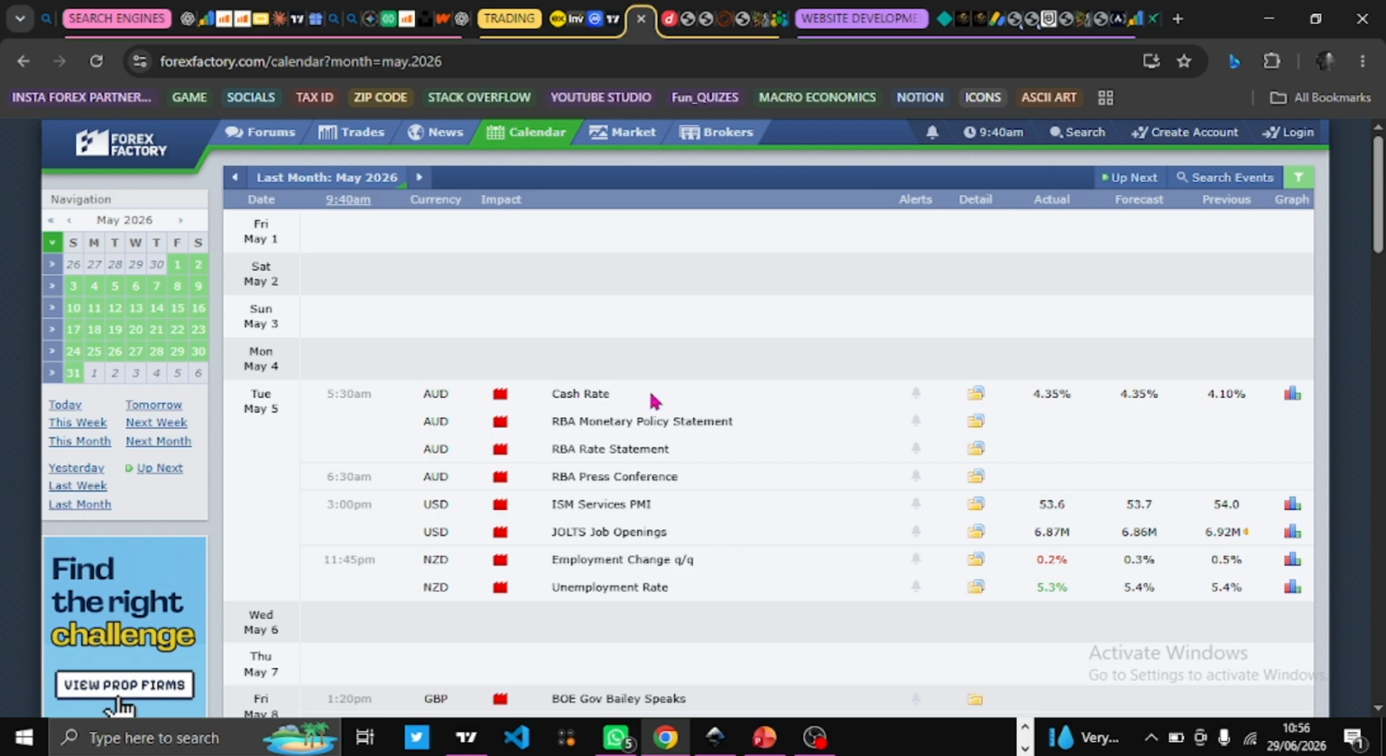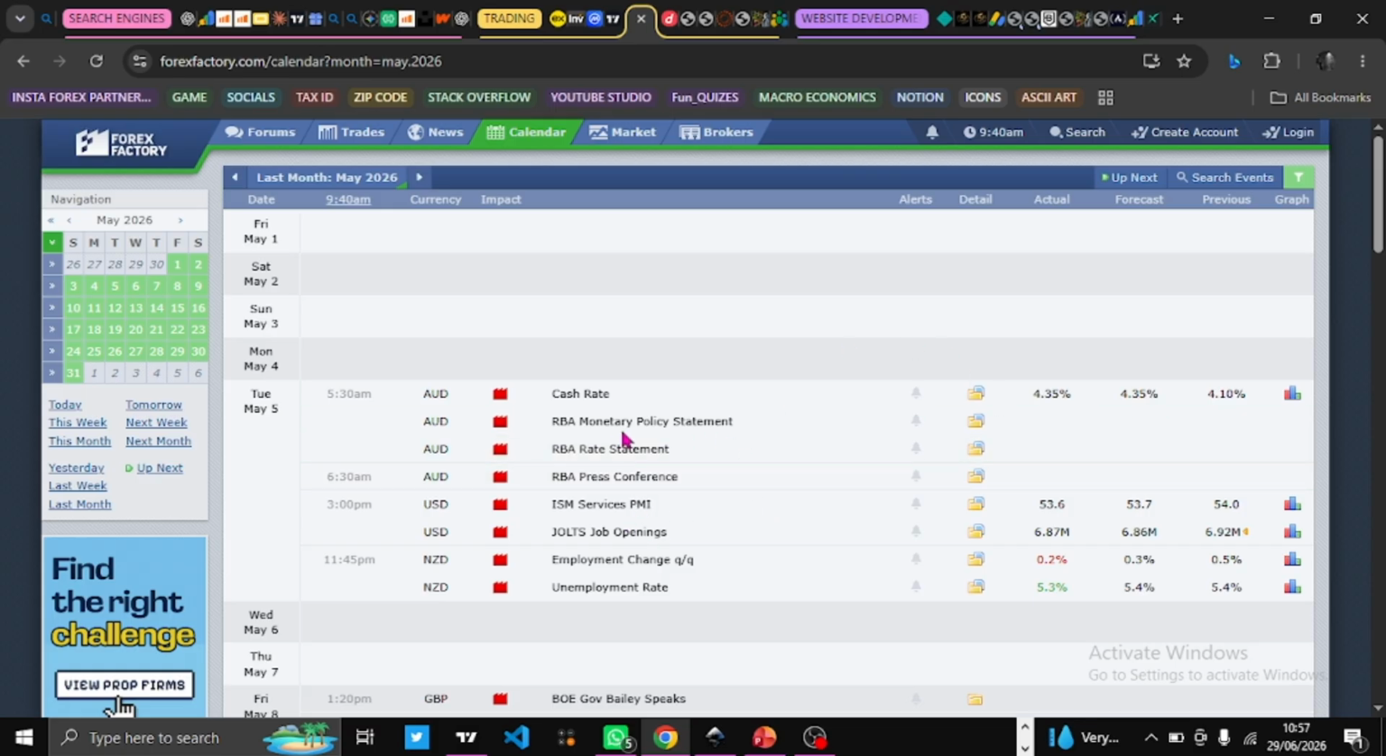So now for this very AUD here, you can see cash rate. This very cash rate is not really an important something, even though it has a red tick showing that it has high impact, you understand, but it doesn't move the market well. Now when we go to AUD here for monetary policy statement, it doesn't even have any rate tick, so we're going to be leaving it.